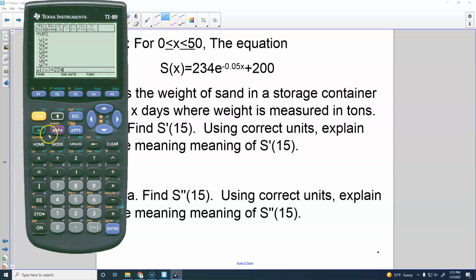Not always, but lots of times these are calculator active questions. So it is pretty common to see these where you don't actually have to do it by hand. I could not do it if it was not calculator. You should be able to if it's not calculator active. Because what is the derivative of e to something? Itself, except you'd have to multiply it by negative 0.05. But we can use the calculator, so let's not worry about it.